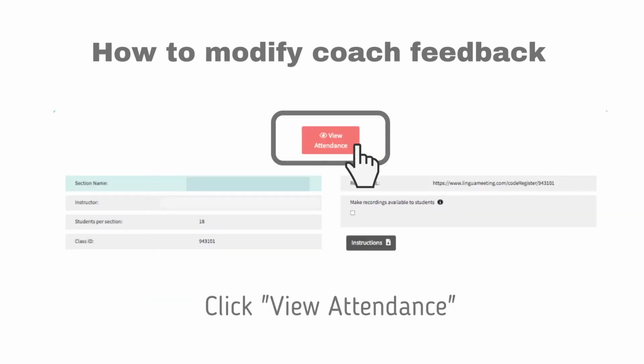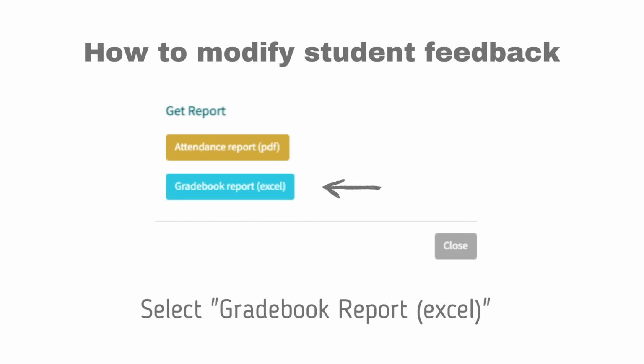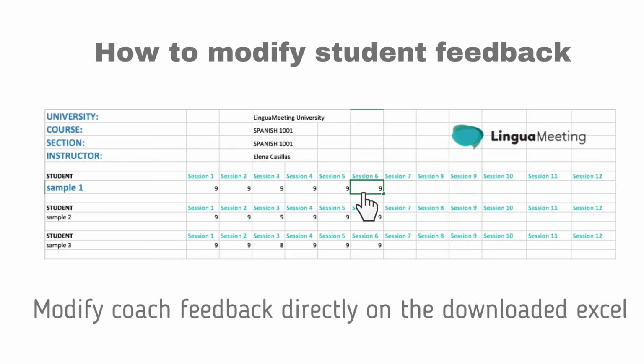Now we'll see how to modify coach feedback. After clicking View Attendance on the selected course and section, you will click Get Report. Here you will have two options. You will select Gradebook Report that will download as an Excel. Once the document has successfully downloaded, you are able to modify coach feedback directly on the Excel.